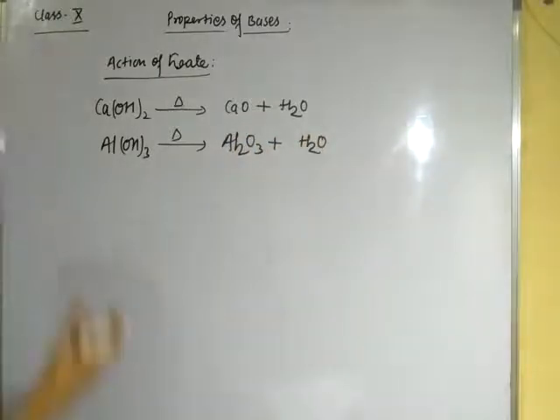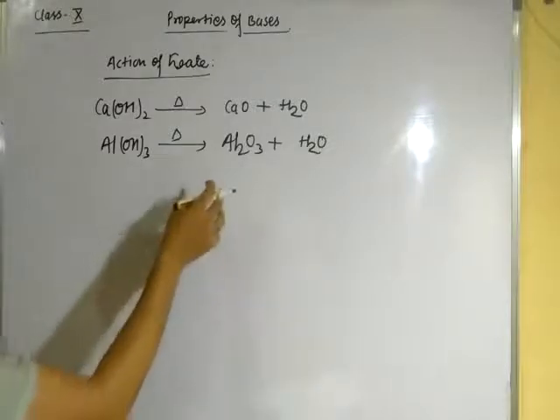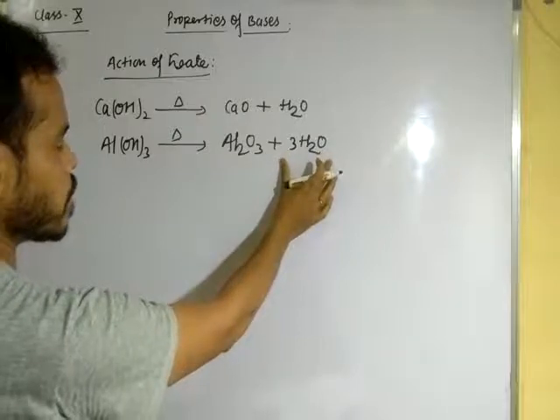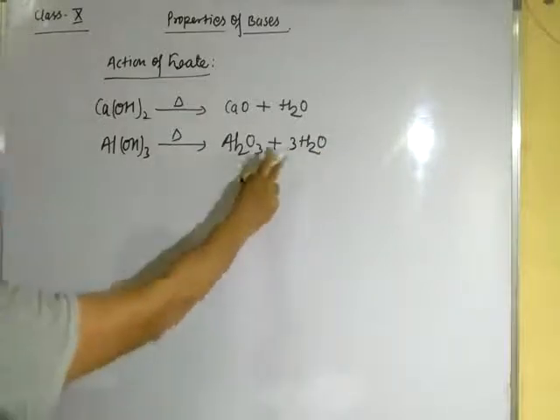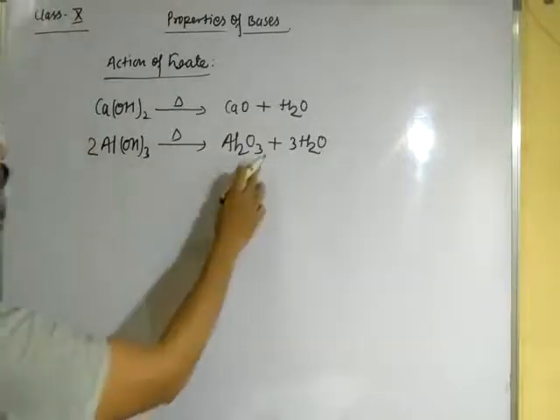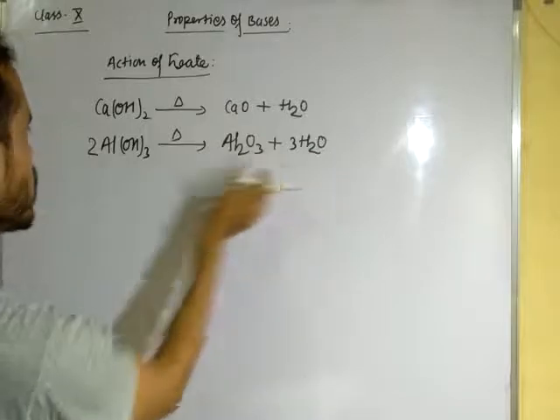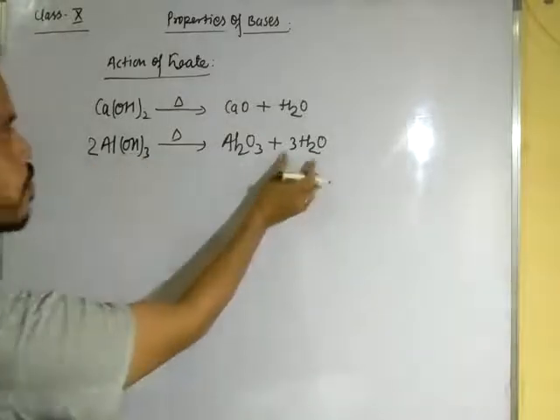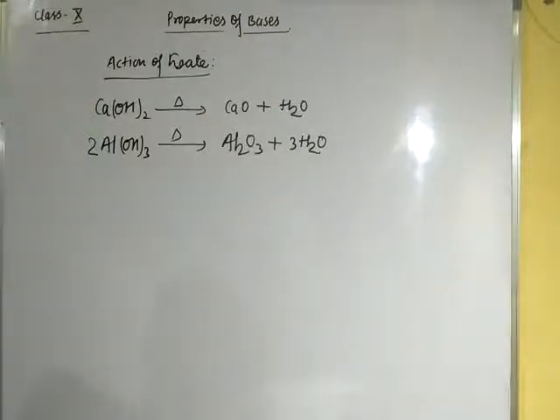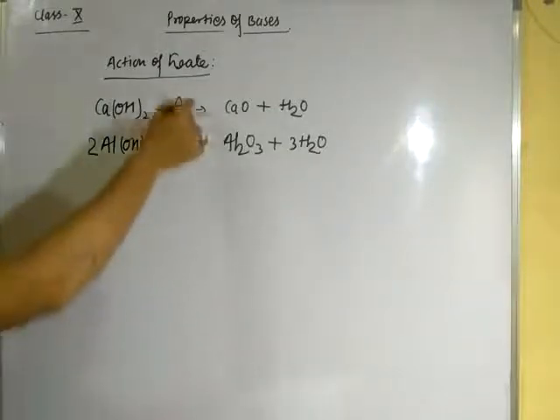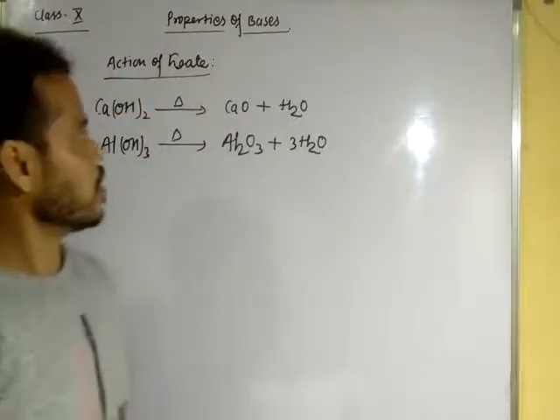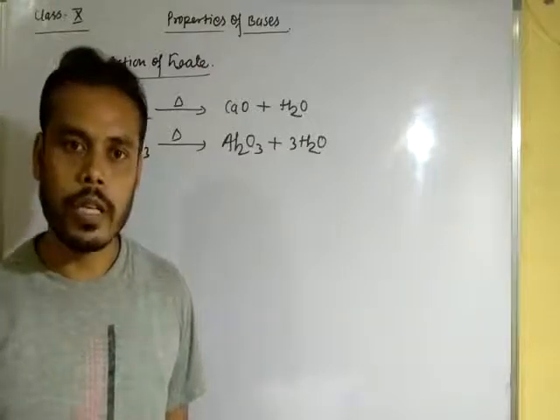Dear student, to balance these reactions, multiply this compound with 2 and water with 3. Here 2 aluminum, so it multiplies with 2, 3 oxygen gives 6 oxygen, 3 times 2 is 6 hydrogen. Okay, this reaction is a balanced reaction. This is a thermal decomposition reaction.